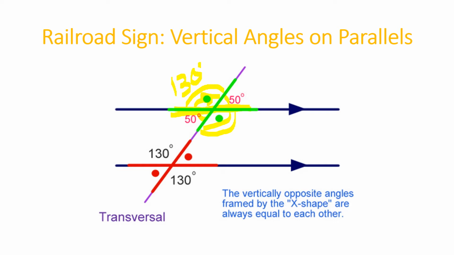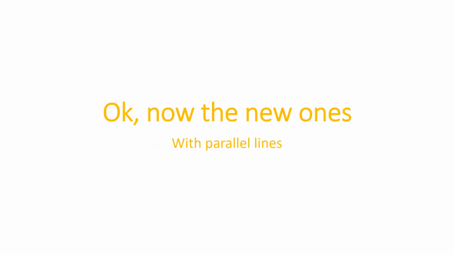So there's 2 sets or 4 total angles that are vertical here, but they're only vertical with each other. All right, 130, 130. These are vertical, the red dots are vertical. They are equal to each other. And it's like the X railroad. You already know that one. All right, here are the new ones.